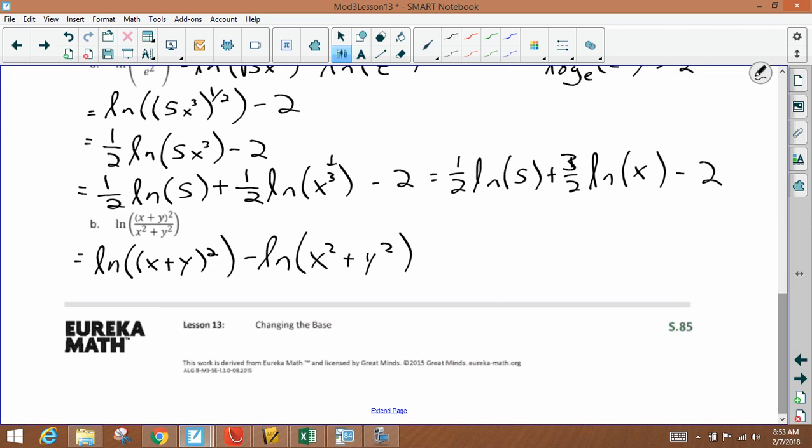I can't do anything with a sum or a difference inside of my logarithm, because there is no rule that tells me I can break that up. It's stuck that way. Okay? Those are stuck. The only thing that I can do with this now is I can take this 2 out right here, right? So I can write it as 2 natural log of x plus y minus natural log of x squared plus y squared. And we're done.